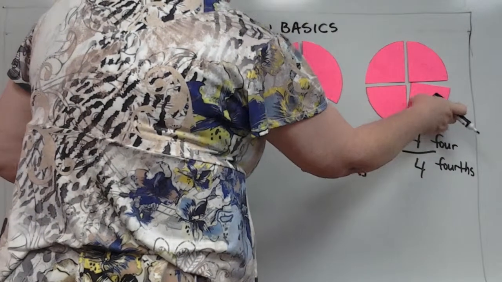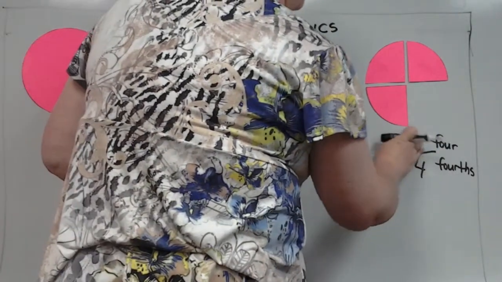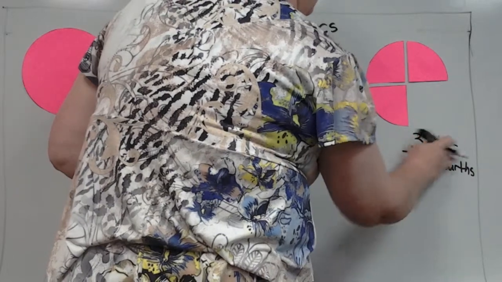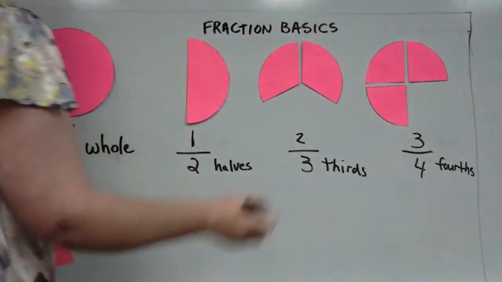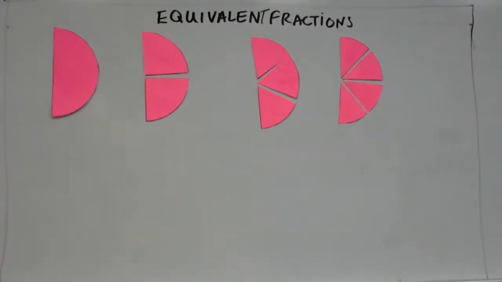How about, let's take away 1/4. That leaves us with 3/4, which means 3 pieces out of 4 that make up the whole. See, fractions are pieces that make up wholes.